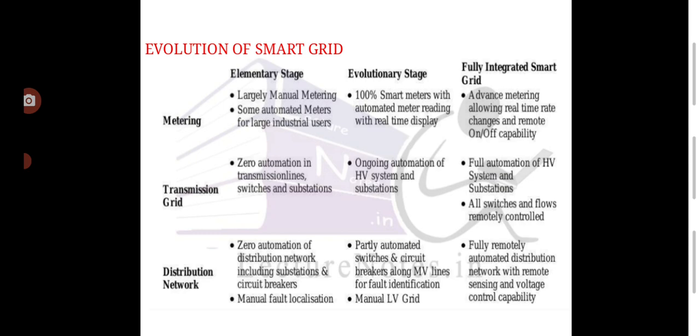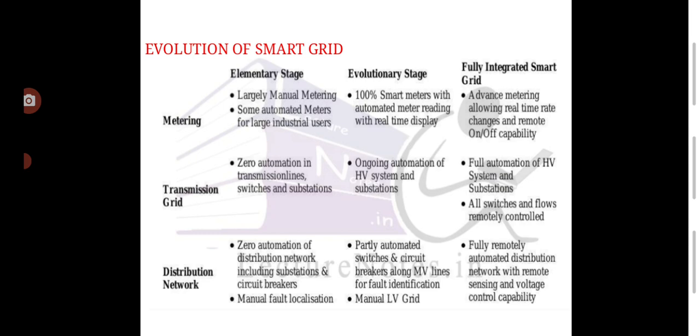For the transmission, there is zero automation in the transmission, switching and substations in the elementary stage, ongoing automation of HV system substations for the evolutionary stage, and for the fully integrated stage, full automation of HV systems and substations, with all switches and flow remote controlled.